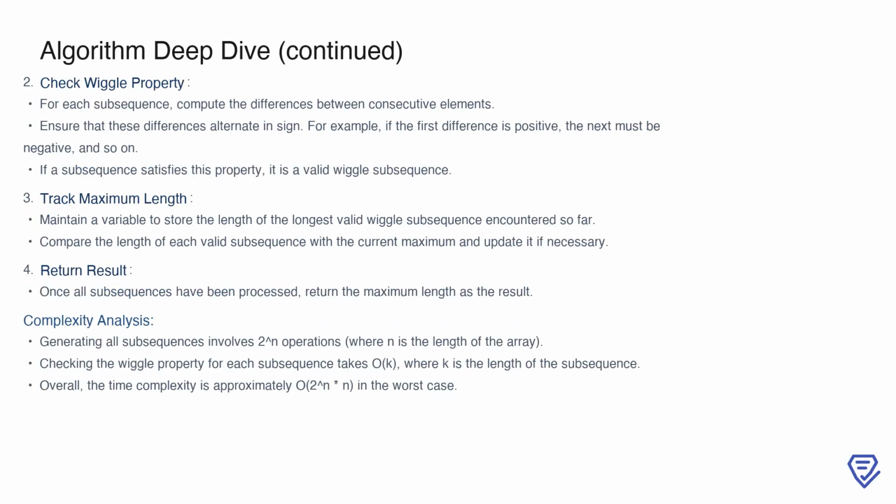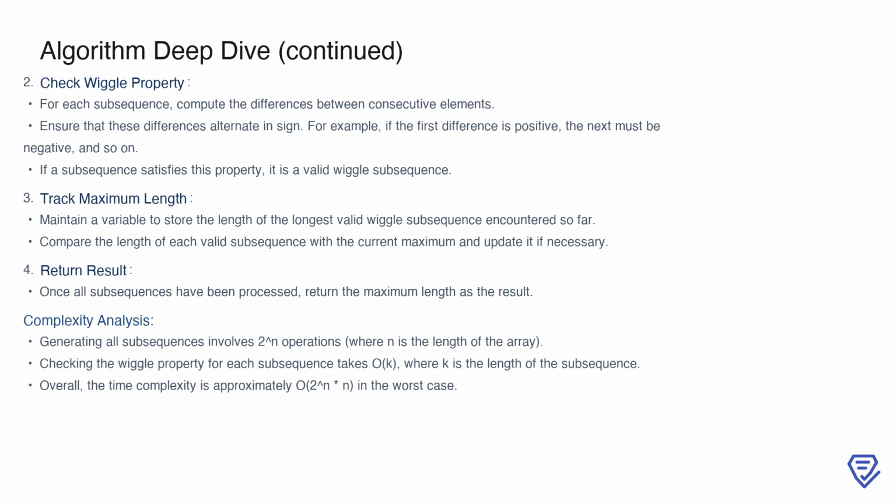Now that we have all possible subsequences, the next step is to check which of them satisfy the wiggle property. For each subsequence, we calculate the differences between consecutive elements and verify that these differences alternate in sign. If the first difference is positive, the next must be negative, and so on. If a subsequence meets this criterion, it is classified as a valid wiggle subsequence.